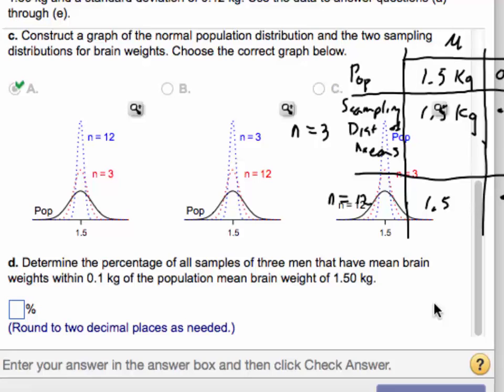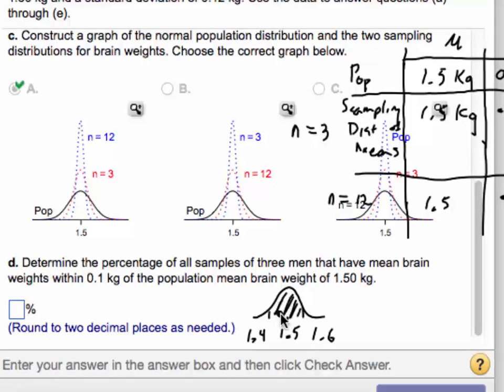How are we going to do this? Z-scores, right? We've got a standard distribution. So Z-scores are the link to getting percents of the data or probabilities of picking something in the data. So we want to be within 0.1 kilograms. So let's draw a picture here. So here's 1.5. So we're really looking for between what and what? Good, 1.4 and 1.6. So we want the percentage of all samples that have a mean between 1.4 and 1.6.